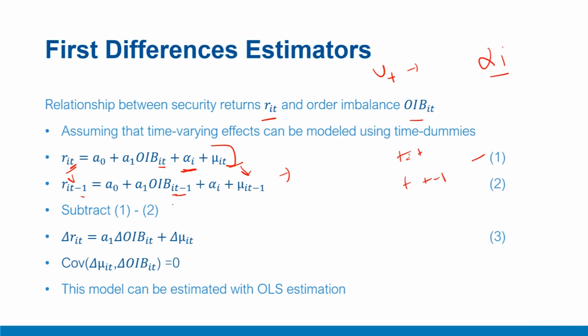Let us subtract 2 from 1 and we get the resulting equation. Delta R i t is nothing but the difference of these two returns. Alpha i will cancel out, and we keep alpha naught. The second term would be delta OIB i t, and then the difference in error. Now, as long as the covariance or correlation between delta mu i t and delta OIB i t is equal to 0, the model can be estimated with OLS and the estimates of beta would be consistent.